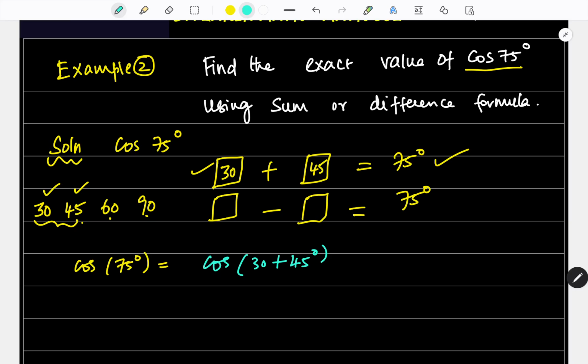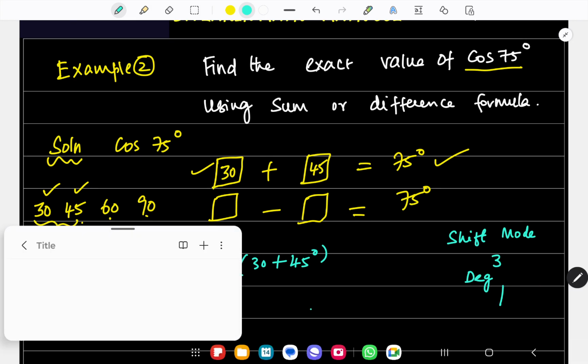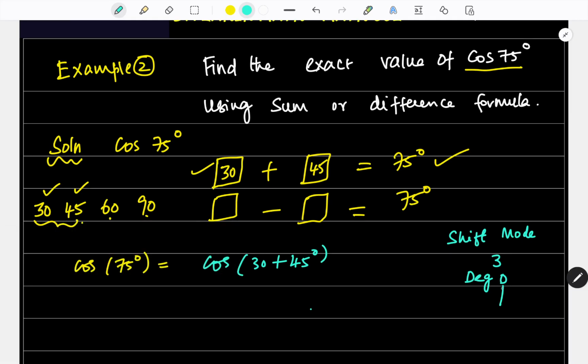Right, before that, take your calculator and change the radian mode to degree mode. Use shift mode, and then press number 3. You will get degree. So press number 3, and on the screen you can see the word degree. In the new calculators you will get a D on the screen. Okay, right. So let me put cosine 75 degrees in the calculator. I got the answer root 6 minus root 2 divided by 4.